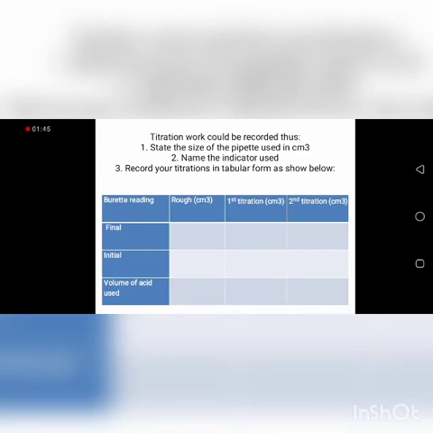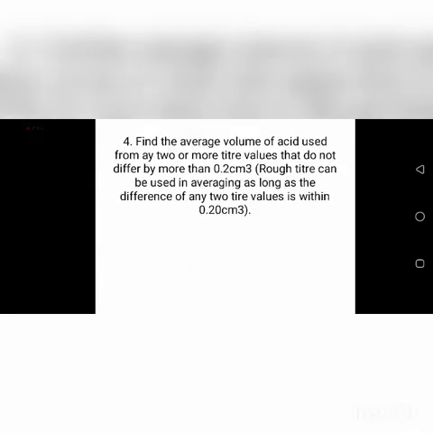Having done that, number 4 is you have to find the average volume of acid used. After you have inputted your values for final burette reading and initial burette reading, you have to find the average volume of acid used from any 2 or more titre values that do not differ by more than 0.2 cm3. Now, if you have your values, the volume of acid used, the one that will be used, which we call titre value, the difference between the two must not be greater than 0.2 cm3.